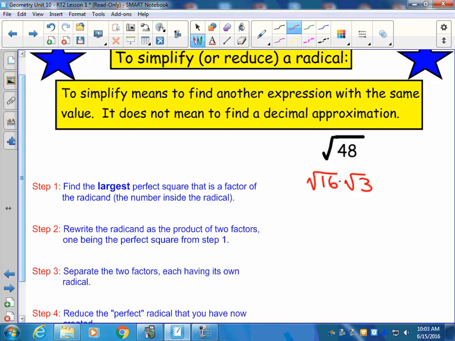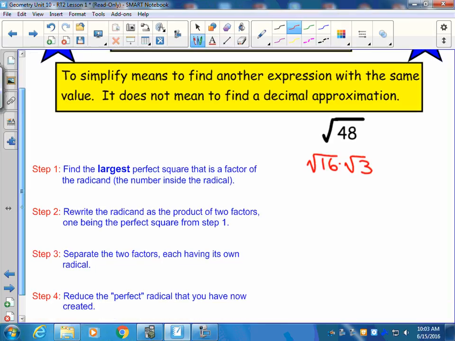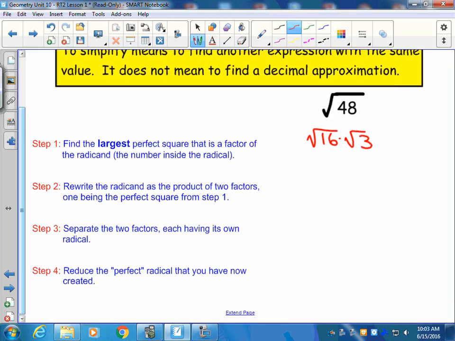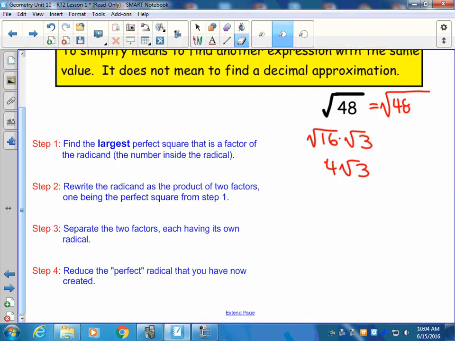Okay, so what we want to do is break it into 2 square roots, the square root of 16, square root of 3, and then when we finish this, we've separated it into the 2 factors, each having its own radical. Then we want to reduce the perfect square to finish the problem. So we have 4 square root of 3 as the solution here. The one step I left out is, under a single square root, breaking it up into the square root of 16 times 3, and then breaking it apart into the 2 radicals.